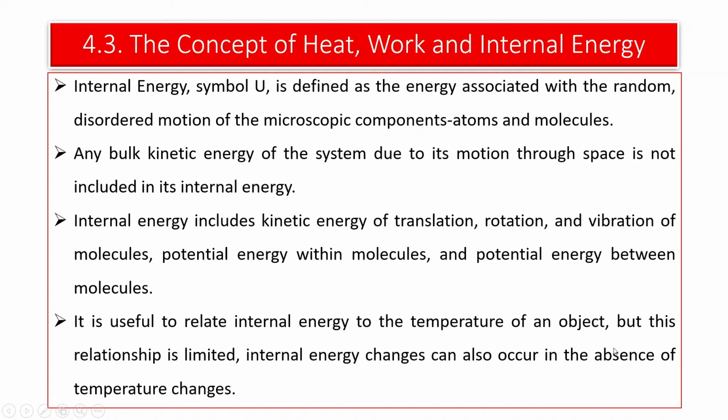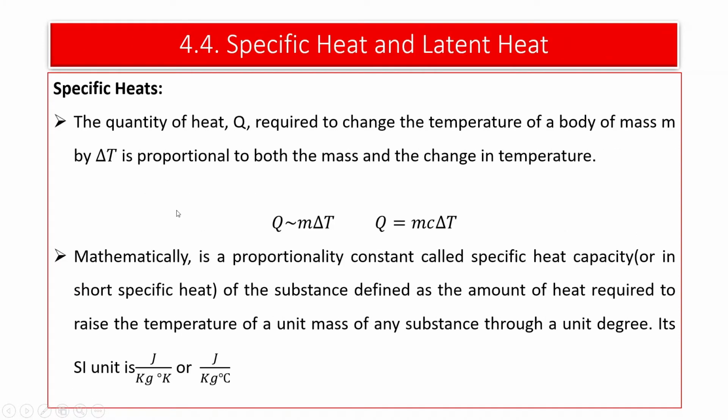Okay, the next slide is all about specific heat. The quantity of heat Q required to change the temperature of a body of mass m by a change in temperature ΔT is proportional to both mass and change in temperature. So we know that Q is directly proportional to mass multiplied by ΔT. Then the constant of this proportionality is represented by c. Therefore, Q is equal to mcΔT, where c is the specific heat capacity of that material, or gas, fluid, whatever. If it is water, the specific heat capacity of water will be considered.